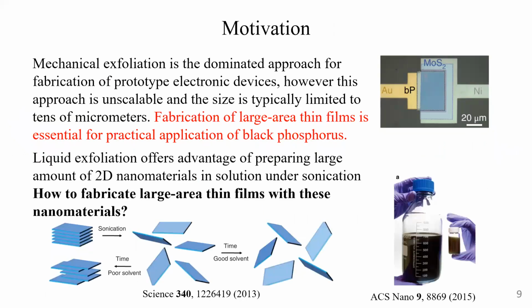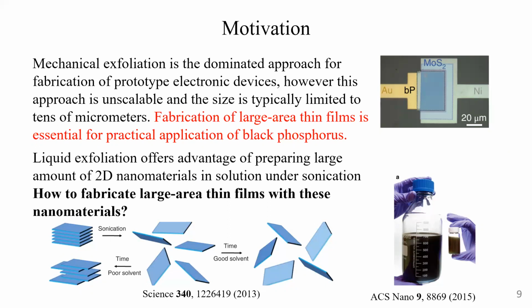Mechanical exfoliation is the dominant approach for fabrication of prototype electronic devices. However, this approach is unscalable, and the size is typically limited to tens of micrometers. For example, this is a black phosphorus photodetector device. The area is about 10 to 20 micrometers. So fabrication of large area thin films is essential for practical applications of black phosphorus.